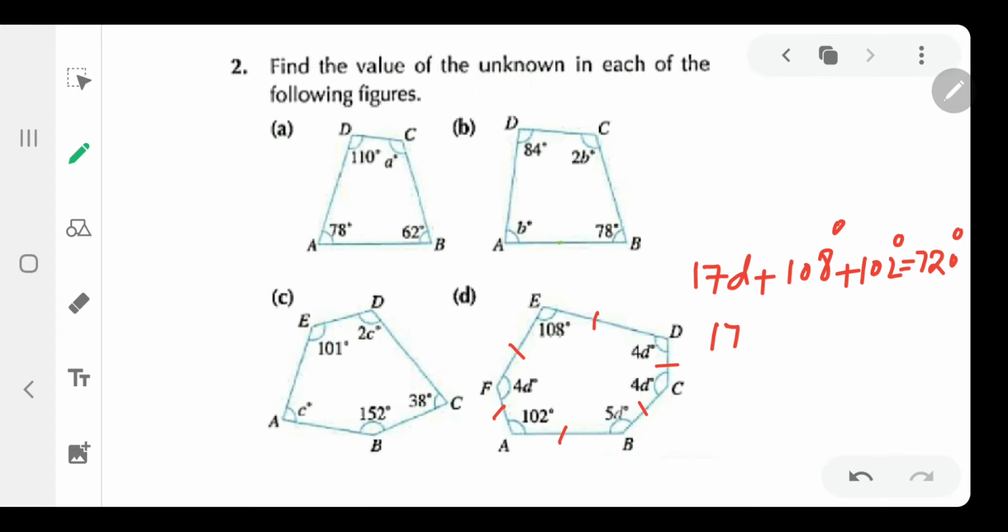Now I have to find the value of D. 720 minus 108 minus 102 gives us 510. So what is the value of D? 510 divided by 17. The value of D is equal to 30 degrees. So this is the unknown value we have calculated in part D of question 2.